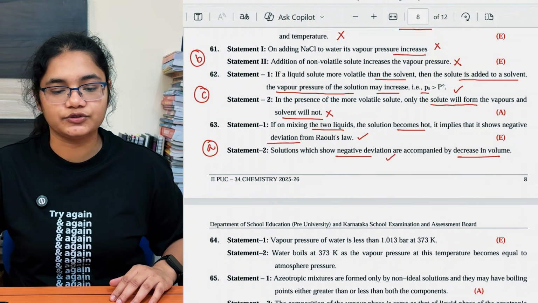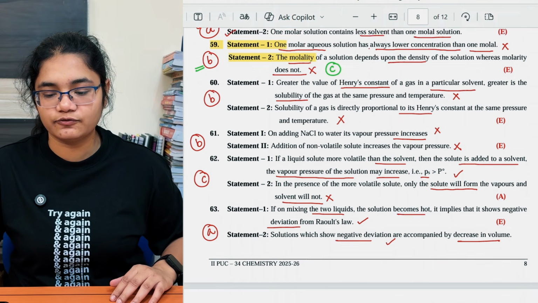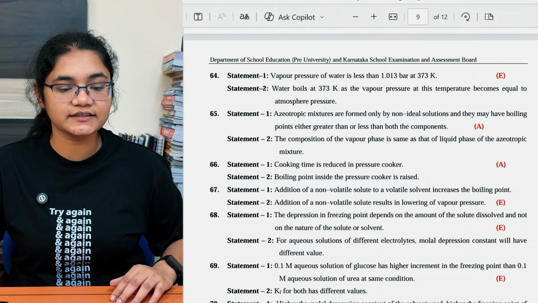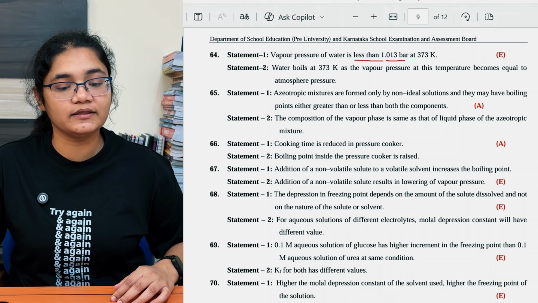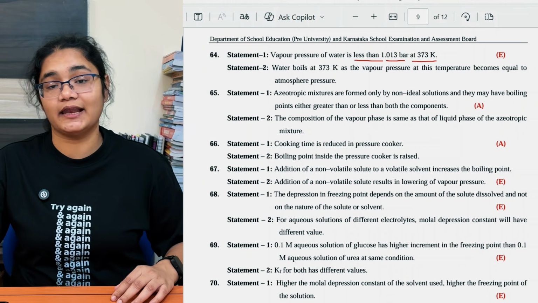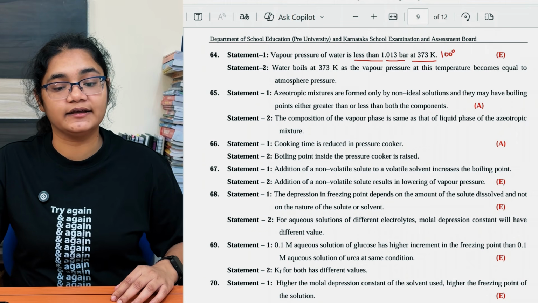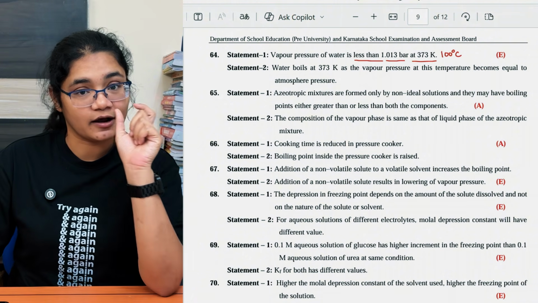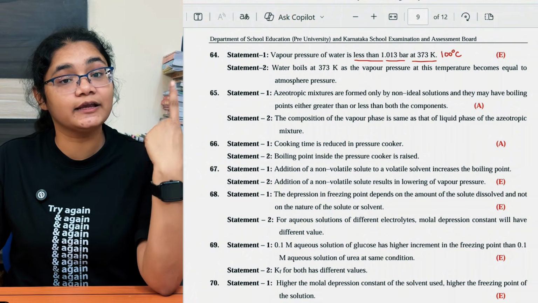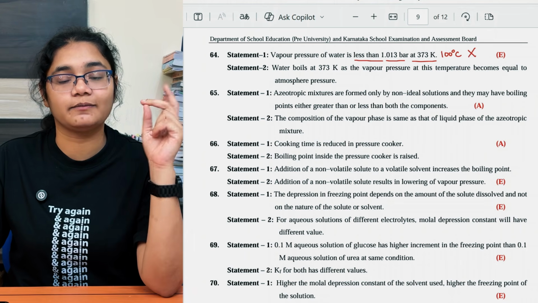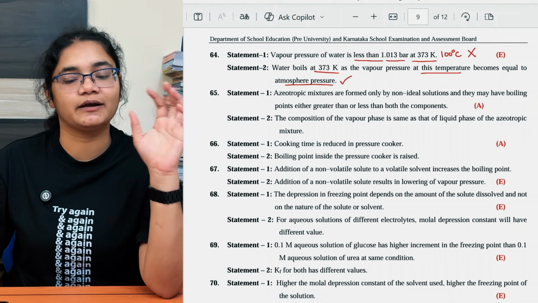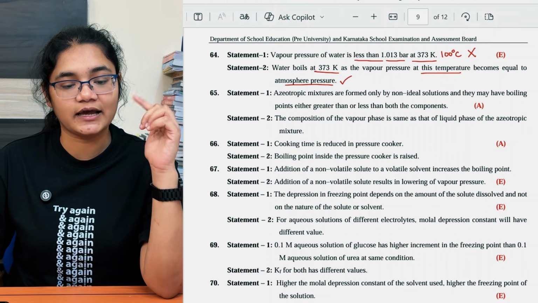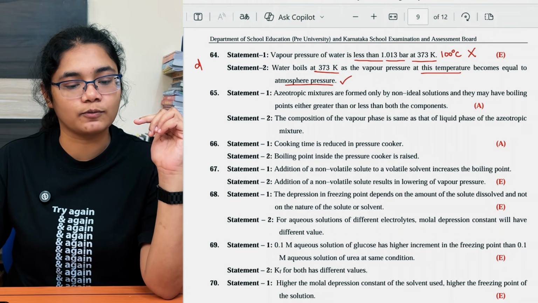Now let's move to the next question, that is question 64. Vapor pressure of water is less than 1.013 bar at 373 Kelvin. See, 373 Kelvin is 100 degrees Celsius. Water boils at 100 degrees Celsius. The vapor pressure of water is equal to the atmospheric pressure. So this statement is incorrect. Water boils at 373 Kelvin as the vapor pressure at this temperature becomes equal to the atmospheric pressure. This statement is correct. So statement 1 is incorrect, statement 2 is correct. So that is your option number D.